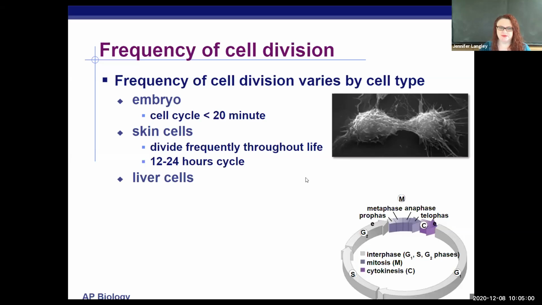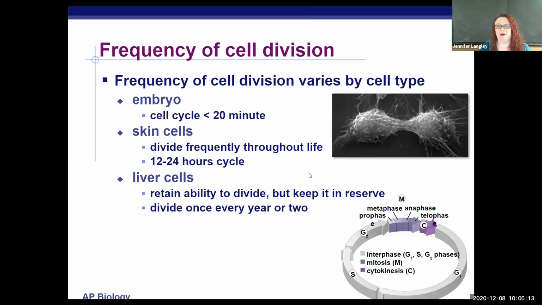Good questions, you guys. Now our liver cells, we said that those go into our G0 or our resting phase, but they still retain the ability to divide. And they do this to kind of help our liver. They divide about every year or two. Now, your liver is the part of the body that filters toxins out. So the liver is specifically designed to pull out poisons and toxins from your blood. Okay, that's why if you drink alcohol, it can damage the liver, because your liver is having to pull all of that out.